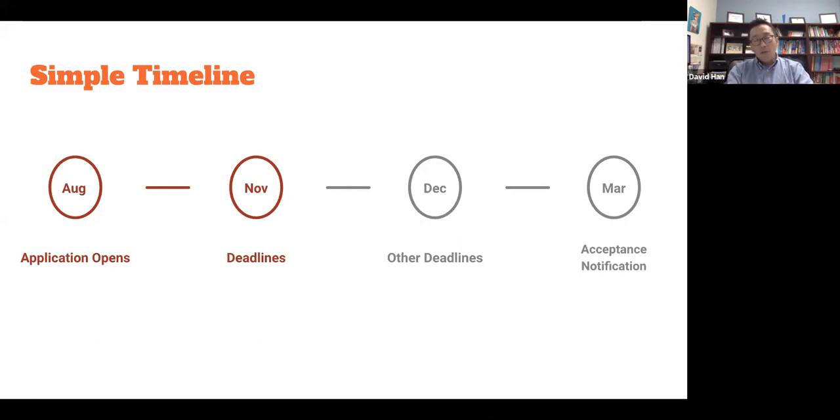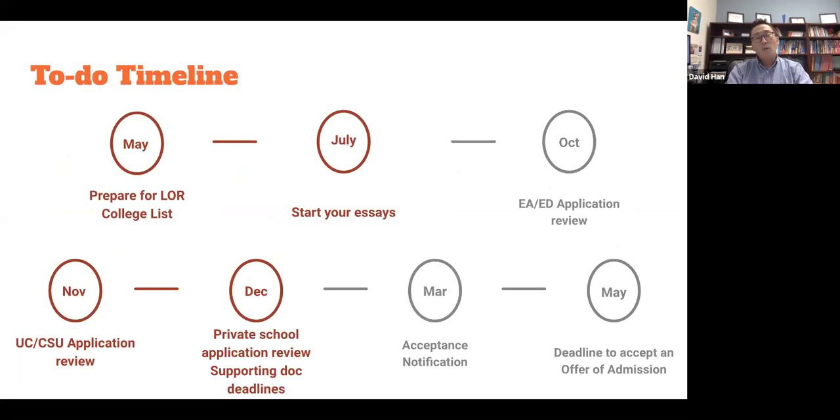And the following year, March, right? Mid-March, some schools beginning of March, but March through mid-April is when the acceptance notification will come in, right? So you're gonna have sometimes a party, right? But sometimes tears. But yes, that's when the acceptance notification will come, right?